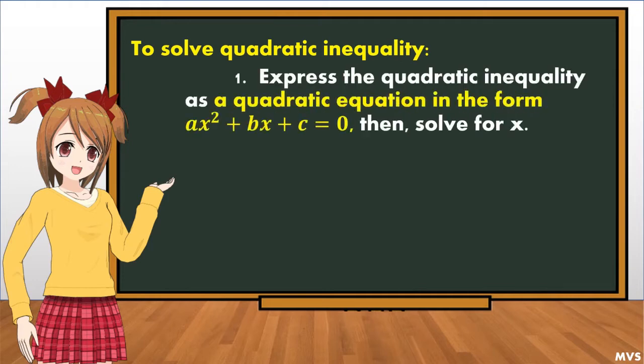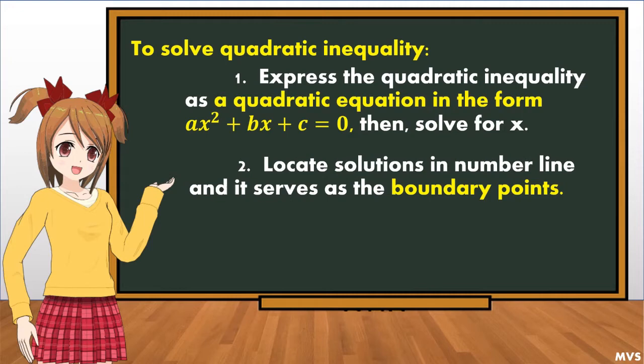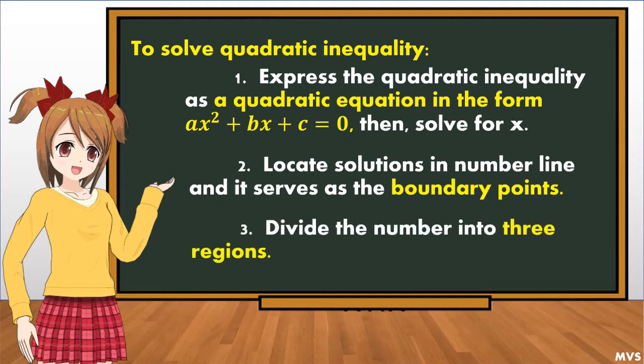Number 1. Express the quadratic inequality as a quadratic equation in the form ax squared plus bx plus c is equal to 0, and then solve for x. 2. Locate solutions in number line and it serves as the boundary points. Number 3. Divide the number line into 3 regions.